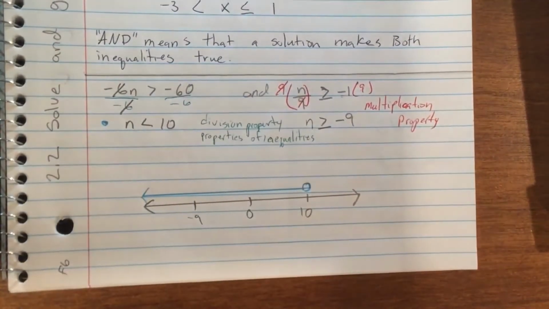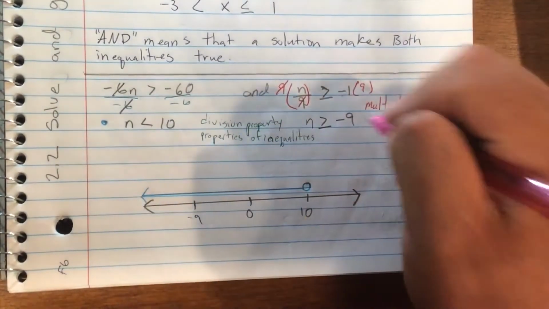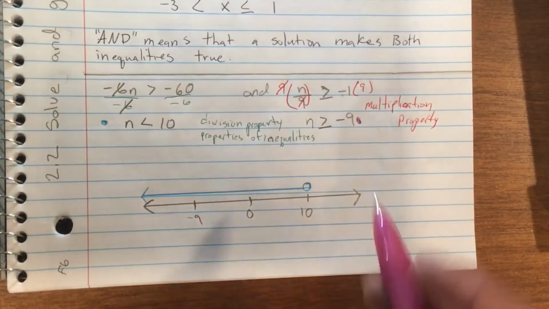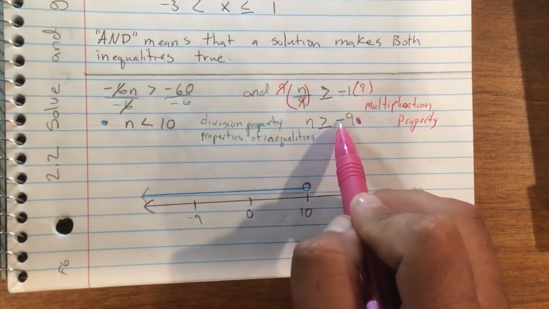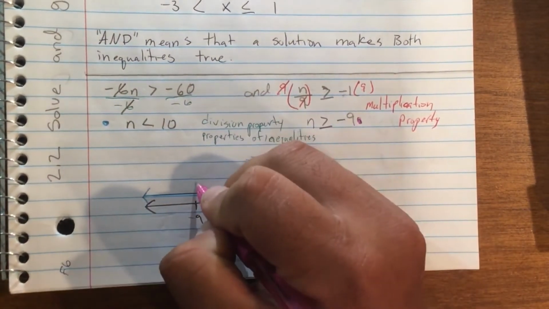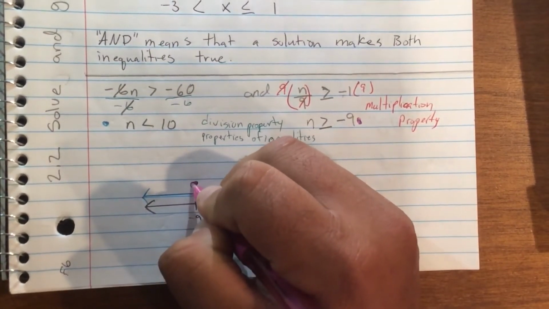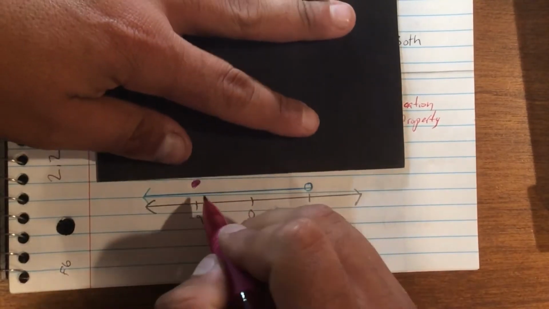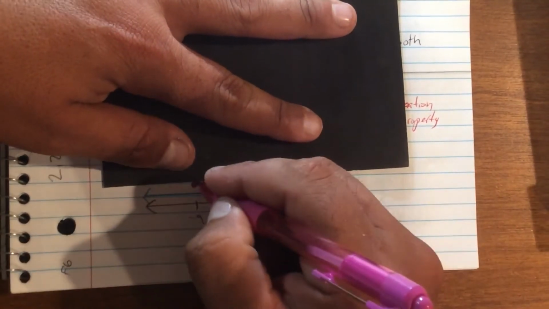Now we have this one over here, and we're going to do it in pink. I fancy the pink today. So we have n is greater than or equal to negative 9. We're going to put a closed circle here, and then draw our line to the right, because greater than is to the right.